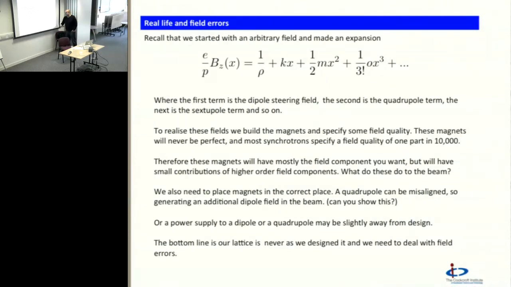Or a power supply is not quite right. It's giving me the wrong current into a quadrupole, changing its K value. So the bottom line is our lattice is never as we think it is, ever. And we have to deal with these field errors right from the start. So there are a few results we have to derive.